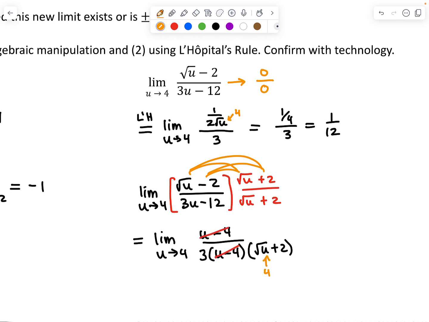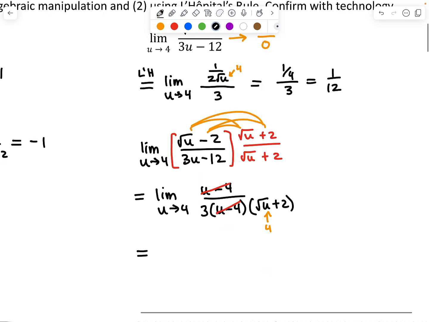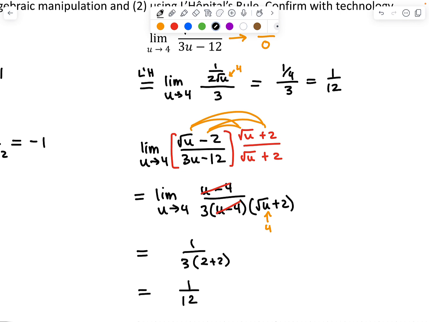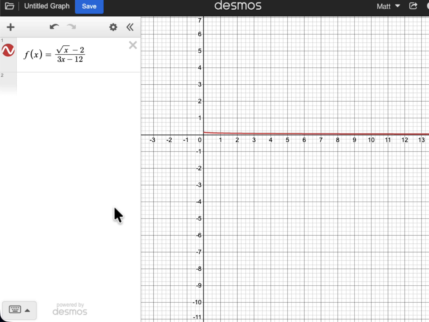Once that's done, then a 4 can now go in for the remaining u's, giving us a 1 in the numerator and a 3 times a 2 plus 2, or 3 times 4, which is 1/12 in the end. I'll confirm just this second one with technology.